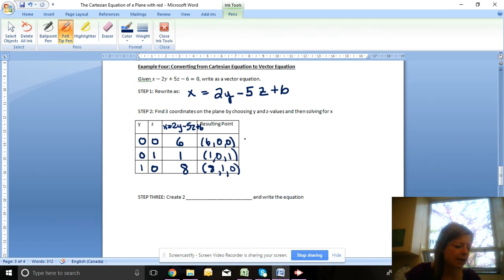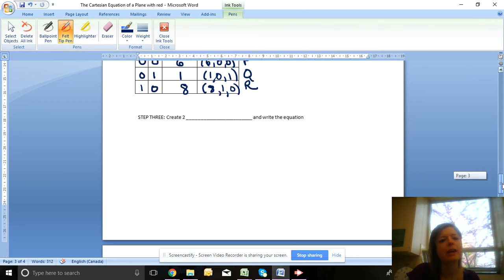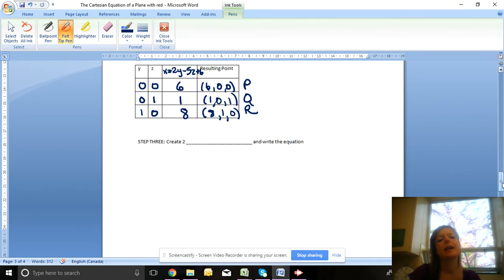So we're going to let these points be, I called them A, B, and C, but that's a little bit confusing. How about I call them P, Q, and R? Now that I know 3 coordinates on the plane, I can create 2 direction vectors and use one of the coordinates for my vector equation. So we're going to create 2 direction vectors.